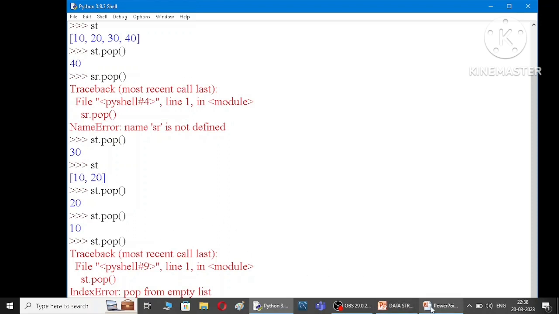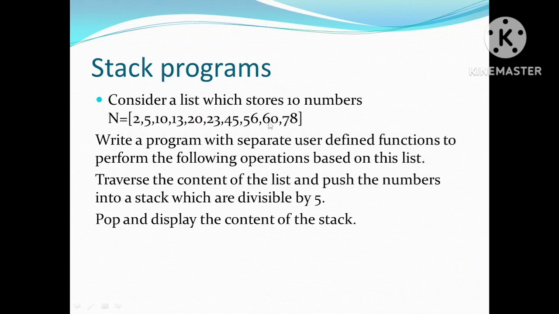Okay. So let us see how to write a program. I'll read out the question, then tell you how to write the program. Consider a list which stores 10 numbers. This is a list of 10 numbers. Write a program with separate user-defined functions. So you have to write user-defined functions to perform push and pop. Traverse the content of the list. What do you mean by traversal? Visiting the content of the list. These 10 elements you have to visit and push the numbers into the stack which are divisible by 5. Pop and display the content of the stack.